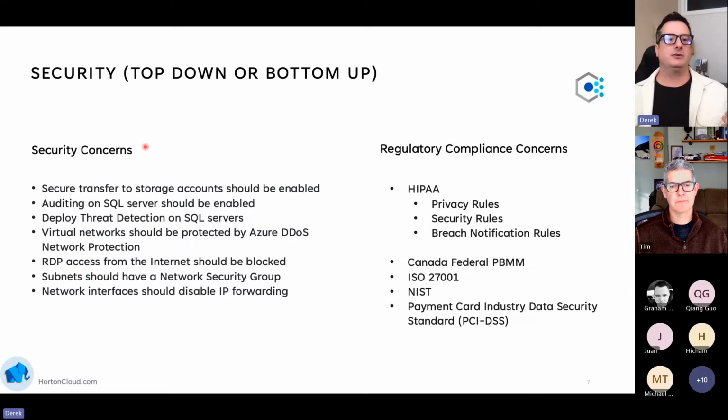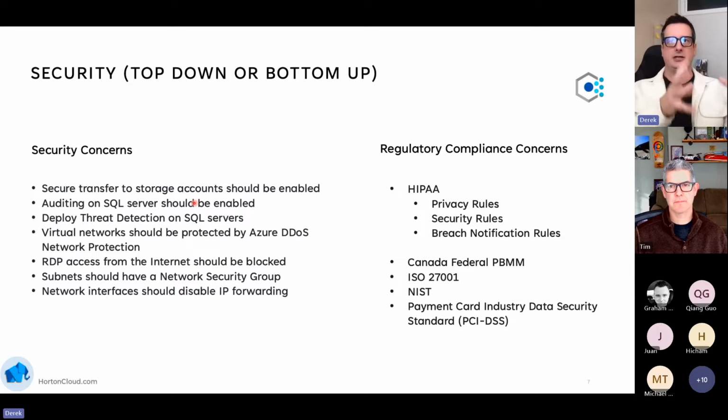So when we think about security concerns, these are the things that the compliance officers and the architects would come and say: hey, the subnets should have a network security group attached to them. We have to disable IP forwarding on this. And when we deploy a SQL Server to help with those integrations, make sure that threat detection is on, right? So there's a lot of things that come at us as architects, and then we have to make best effort to meet them, of course.